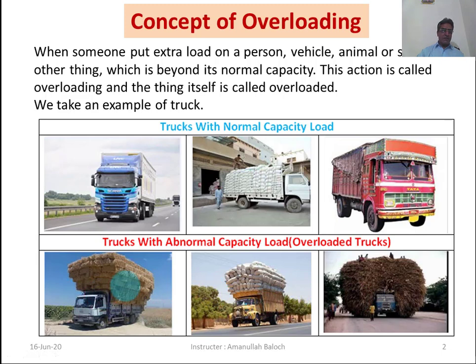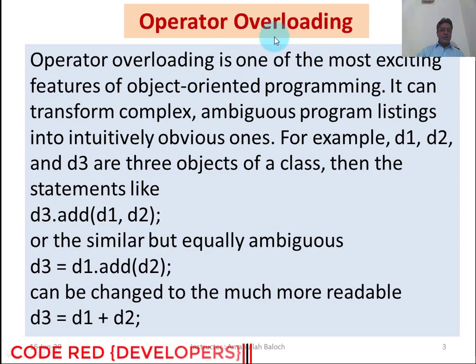Now we understand the concept of operator overloading in our next few slides. Operator overloading is one of the most exciting features of object-oriented programming. It can transform complex, ambiguous program listings into intuitively obvious ones. Obvious ones means clear, in clear form. Complex statements are written in clear form using the operator overloading feature of object-oriented programming.